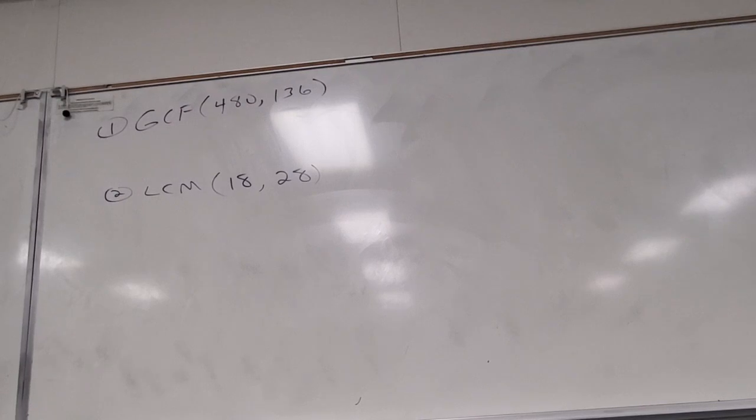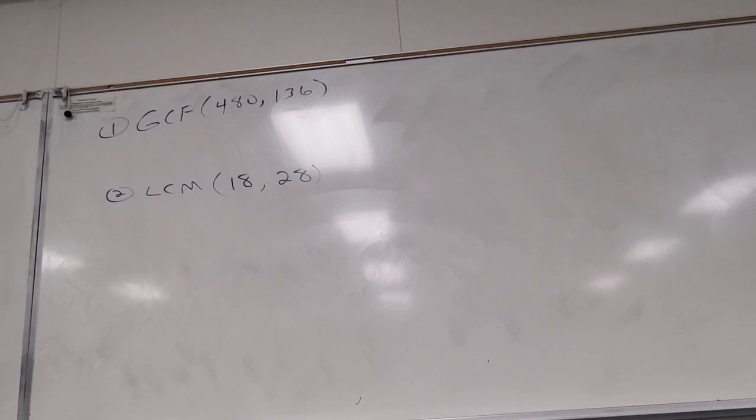So one method that we could use, we could do silly things. We could try to write all the factors and just kind of see what the biggest one is for each. And that, in this case, would be silly. Those are kind of big numbers. 480's got a billion ways, roughly, to factor it, right? So I don't want to do it that way. What's another way I could figure out the greatest common factor?